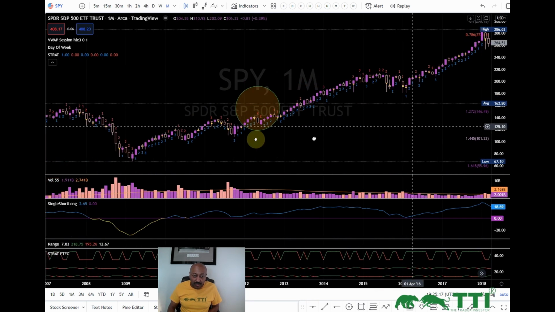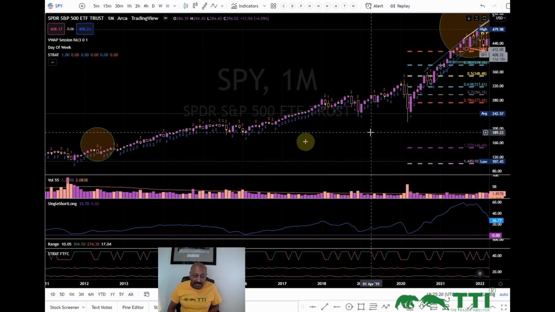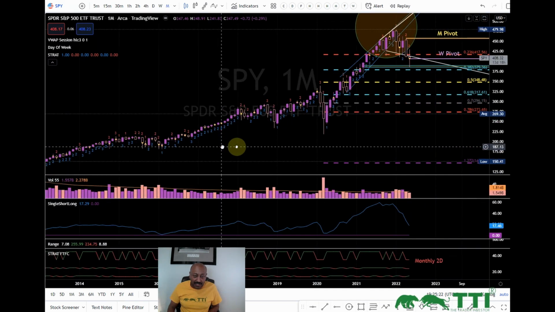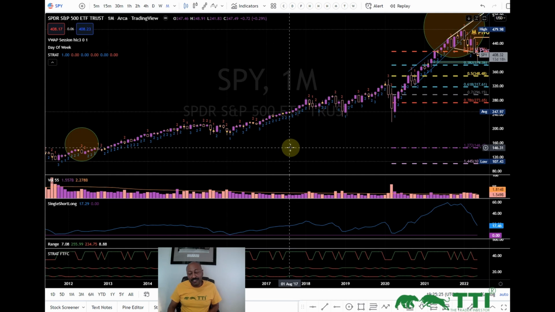So what you want to find is this idea of structure. There's an idea of a structure and an area of value.